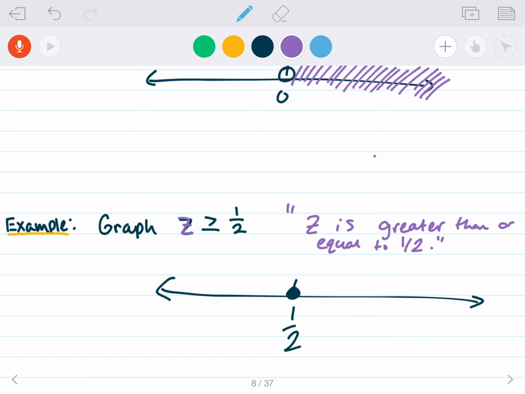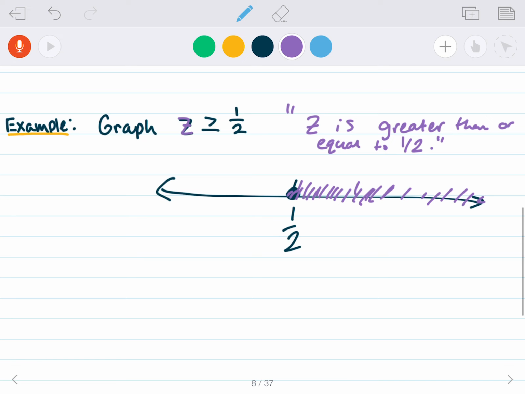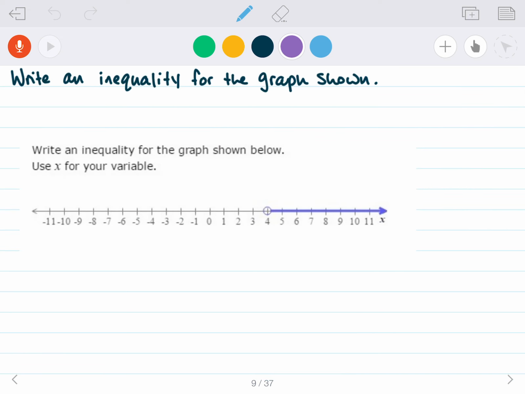Okay, so anything that's larger than 1/2 or is 1/2 is in the set. So 1/2 is in the set, 2 is in the set, 93.6751 is in the set, things like that. So all of this stuff is in the set. So I'm going to shade to the right, all the way to positive infinity. Okay. All right, let's go the other direction.